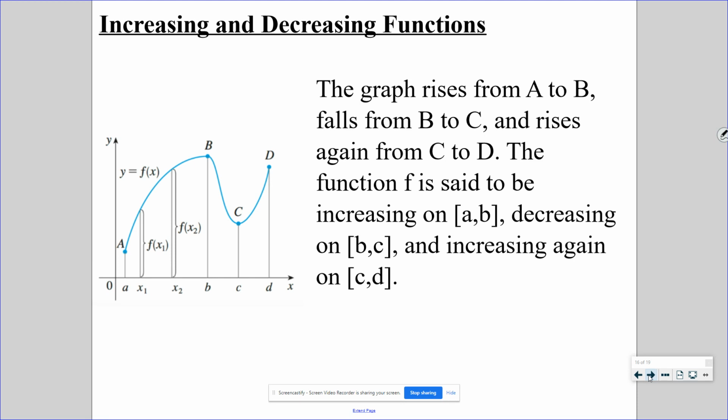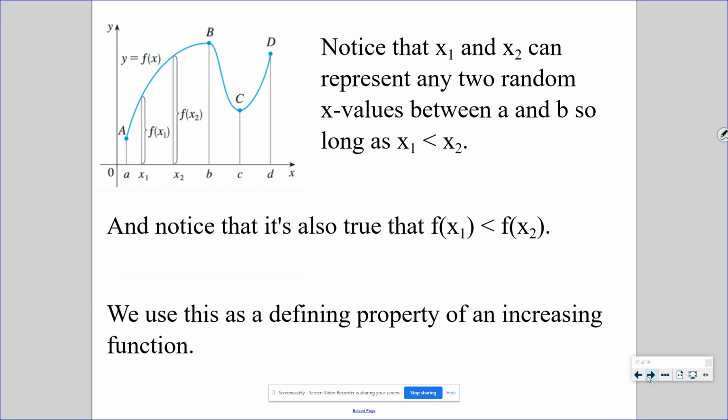A couple other things and then we'll be done. So increasing and decreasing, remember that we need to be able to describe when a graph is increasing and when a graph is decreasing. This one is a nice example. This graph is increasing from A to B and from C to D, and then it's decreasing from B to C. So make sure you know how to explain when a function's increasing or when it's decreasing.